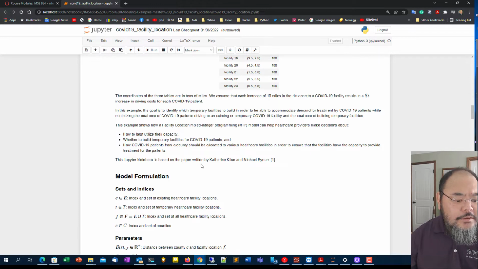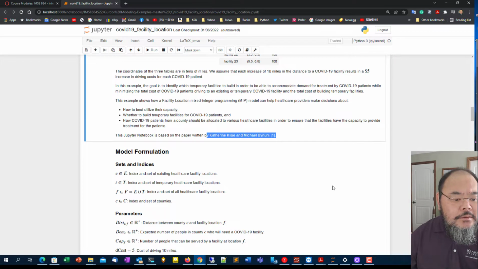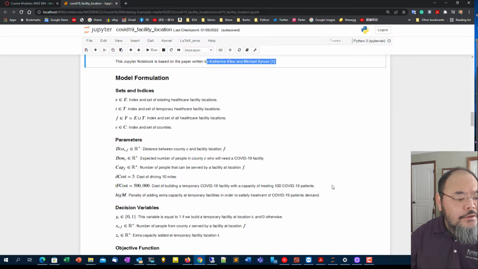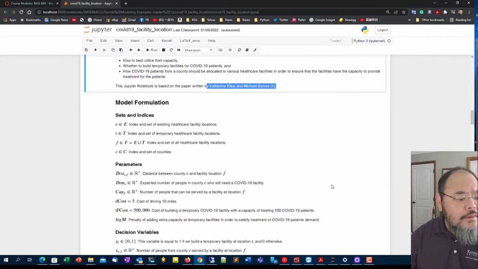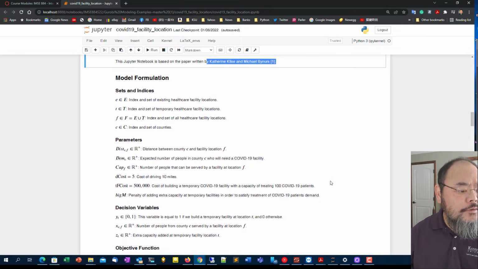This is based on a paper by Cleese and Bynum. We start talking about the mathematical part, the model description portion. First, I have E as an index for all the existing healthcare facilities. T represents the indexes for the potential or temporary healthcare facilities and locations we can provide.